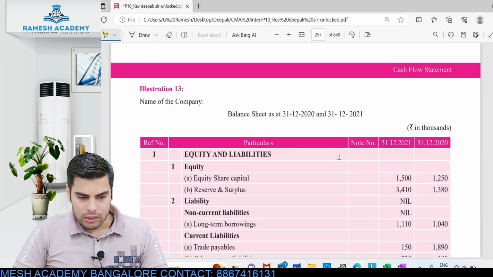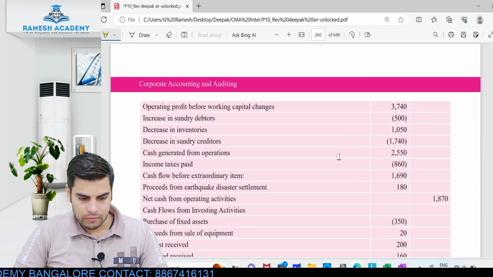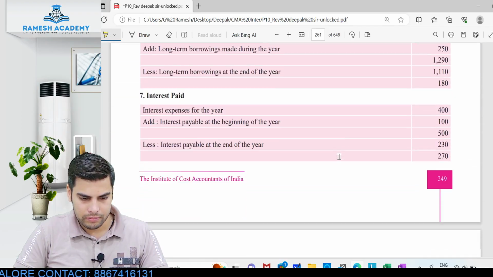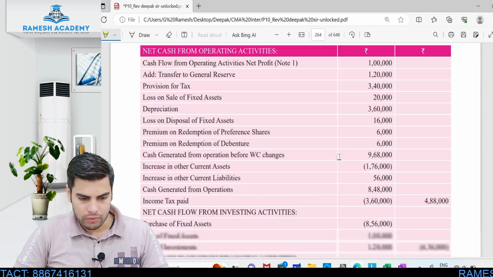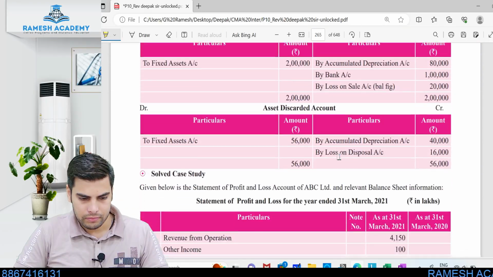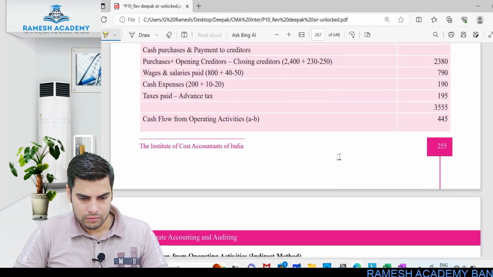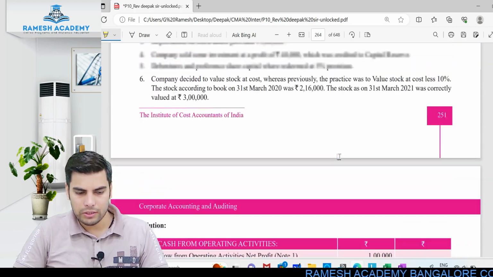Okay, so let's look into this next illustration, that is illustration number 13. How many more illustrations are left over? We have got 13, 14, 15. Yeah, that's all. Okay, so we have got 3 illustrations.